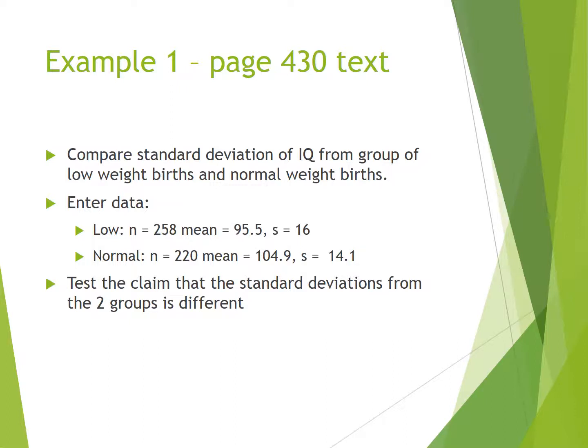So let's enter the data in. I have N is 258, the mean is 95.5, and the standard deviation is 16. For the normal weight, I have N is 220, the mean is 104.9, and the standard deviation is 14.1. We're going to test the claim that the standard deviations from the two groups are different, which means when we go to the alternative, our alternative hypothesis is not equal to.